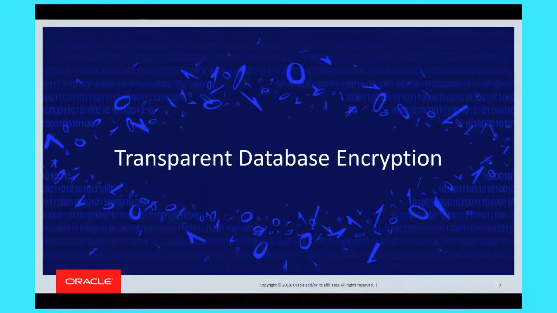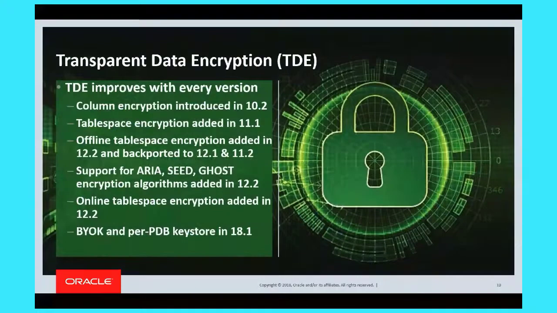So let's talk a little bit about transparent data encryption, which is crucial to today's main topic, which is managing keys for transparent data encryption. We first introduced transparent data encryption back in Oracle 10.2, and we have been continuously developing TDE ever since. We started with column level encryption. In 11.1, we recognized that people wanted to do more than just a few columns, and so we expanded our support to allow for table space encryption. Nowadays, almost everyone does table space encryption.